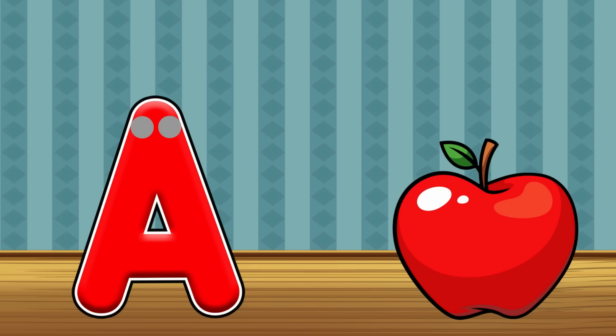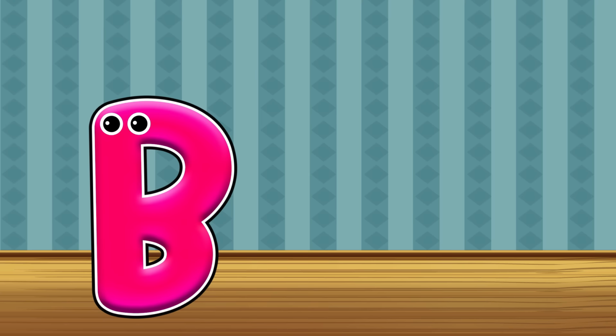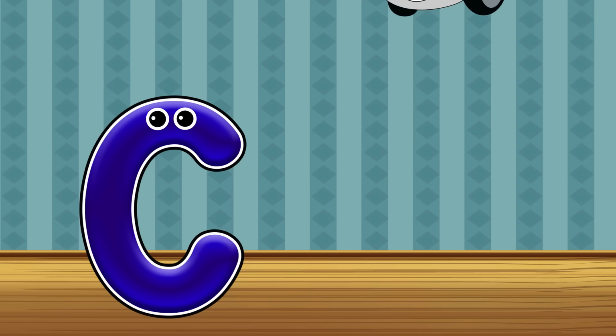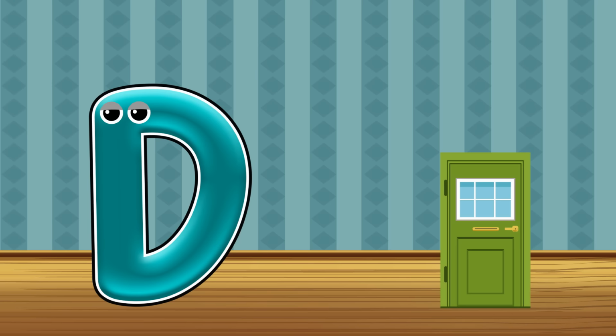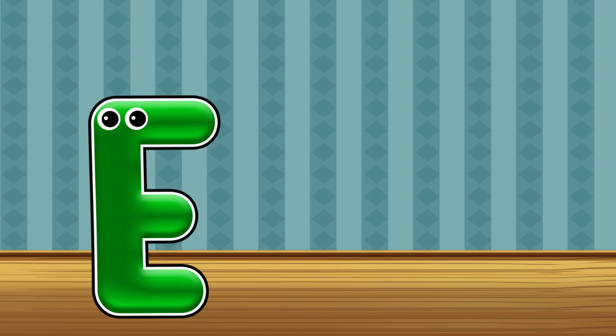A is for apple. B is for book. C is for car. D is for door. E is for egg.